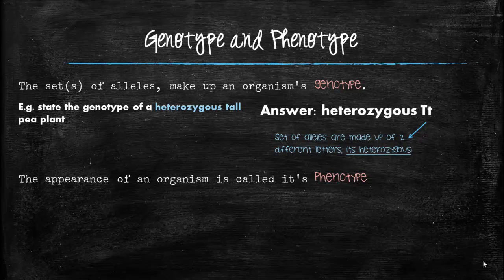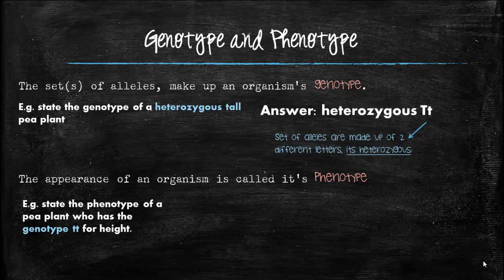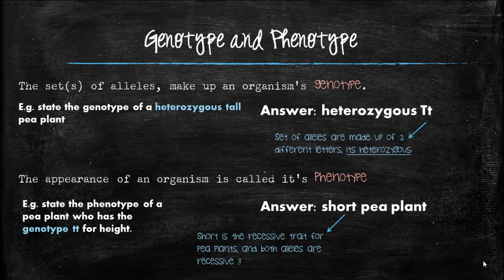Next, we have phenotype. The appearance of an organism is its phenotype. You can find the phenotype of an organism by knowing its genotype. As an example, we will be stating the phenotype of a pea plant who has the genotype homozygous tt for height. Note how both t's in the genotype are lowercase, meaning that they are recessive. Also recall that a recessive trait can only be shown through a homozygous recessive set of alleles. In this case, the phenotype of the plant will be short pea plant.